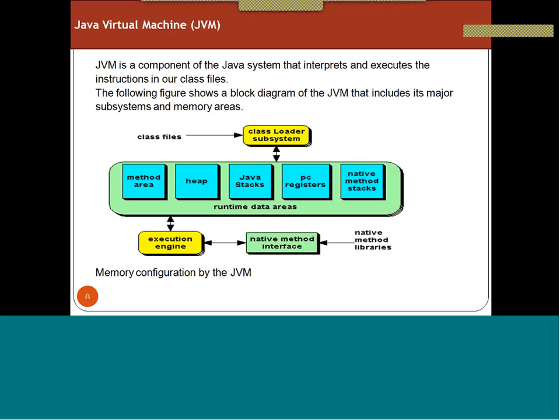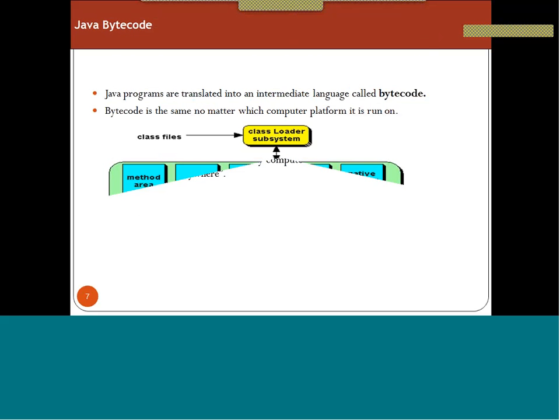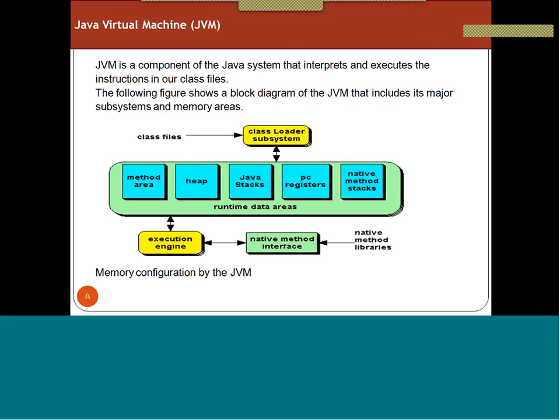So finally, what is this JVM? It is just an outline of what a JVM is. JVM is a component of the Java system that interprets and executes instructions in our class files. So what is this class file? It is nothing but the bytecode generated by the Java compiler. So it will execute the instructions that you have written. Basically, it executes the code that you have written there.